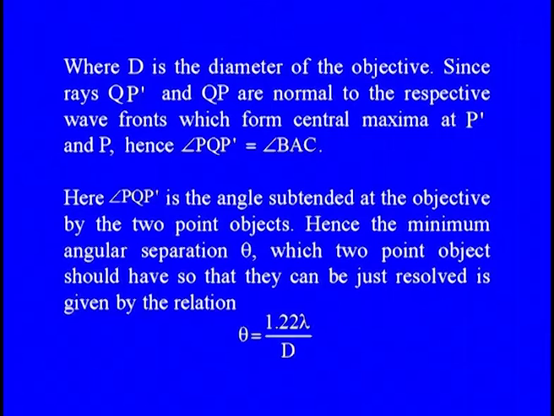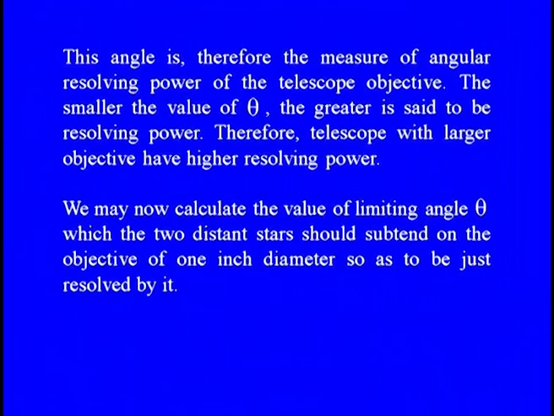Hence, the minimum angular separation theta which two point objects should have so that they can be just resolved is given by the relation theta equal to 1.22 lambda upon capital D. This angle is therefore the measure of angular resolving power of the telescope objective. The smaller the value of theta, the greater is said to be resolving power. Therefore, telescope with larger objective have higher resolving power.